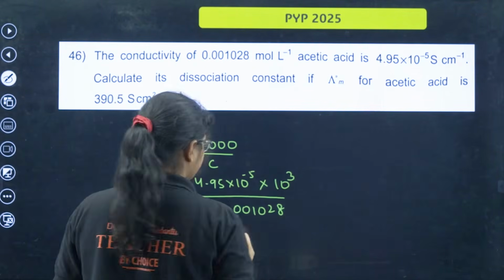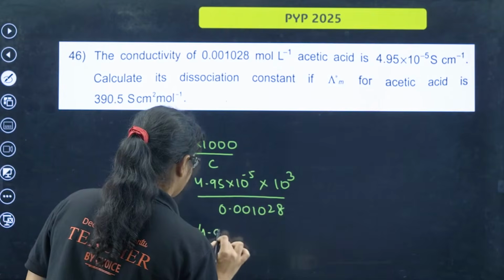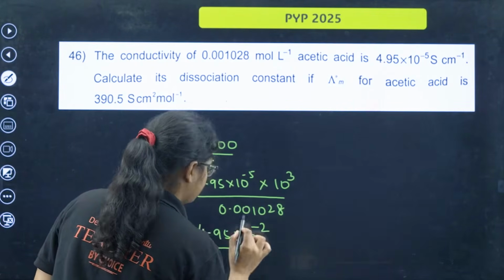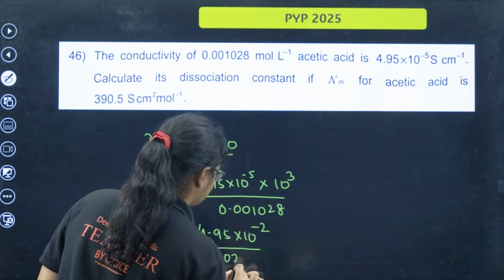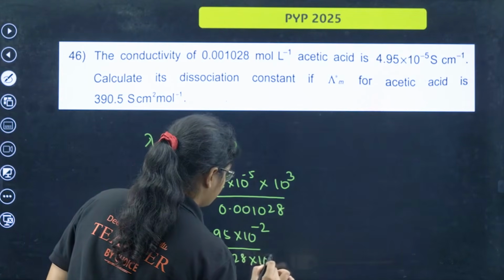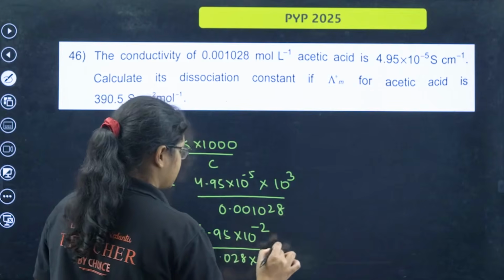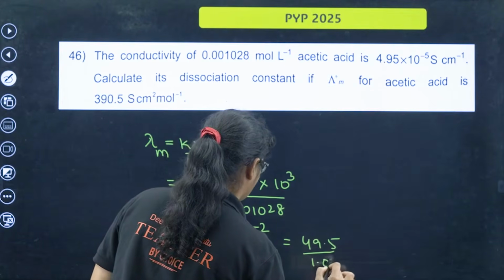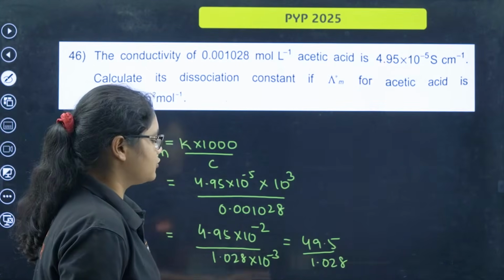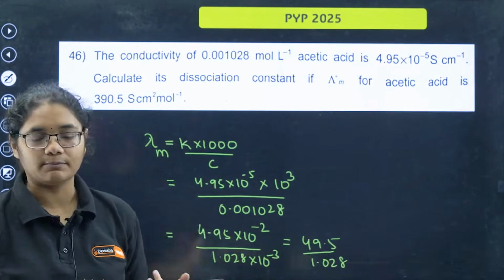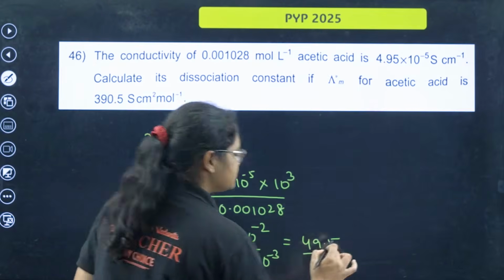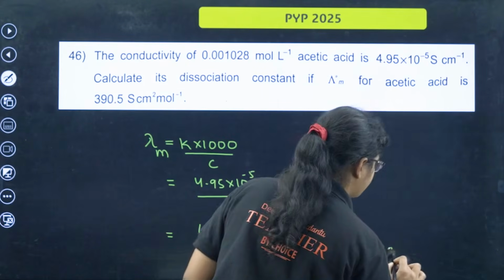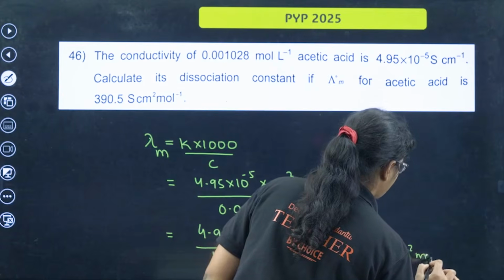Next, after solving this, you will be having a calculator, you don't have to worry about that. And here I can write it as 1.028 into 10 to the power of minus 3. So this goes up. So I can have 49.5 divided by 1.028, right? So 49.5 divided by 1.028. Now if I solve this, you will get 48.1 as the molar conductivity, S centimeter square mole inverse.